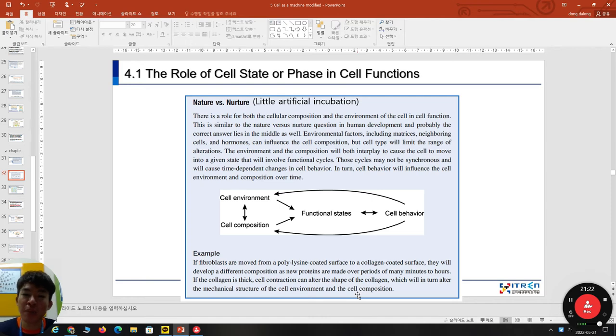So that is why many mechanobiology scientists try to look at changes at a very early time point, because over time, your original condition can be changed by the cell. Okay? So think about the cell environment, and then the cell-secreted or native cell composition, and then these things can change the function, and this function can change the cell behavior. Cell composition also includes secreted ECM, as well as membrane lipid composition, metabolism, everything. And everything can change depending on the cell phase: G0, G1, G2, M, S phase.